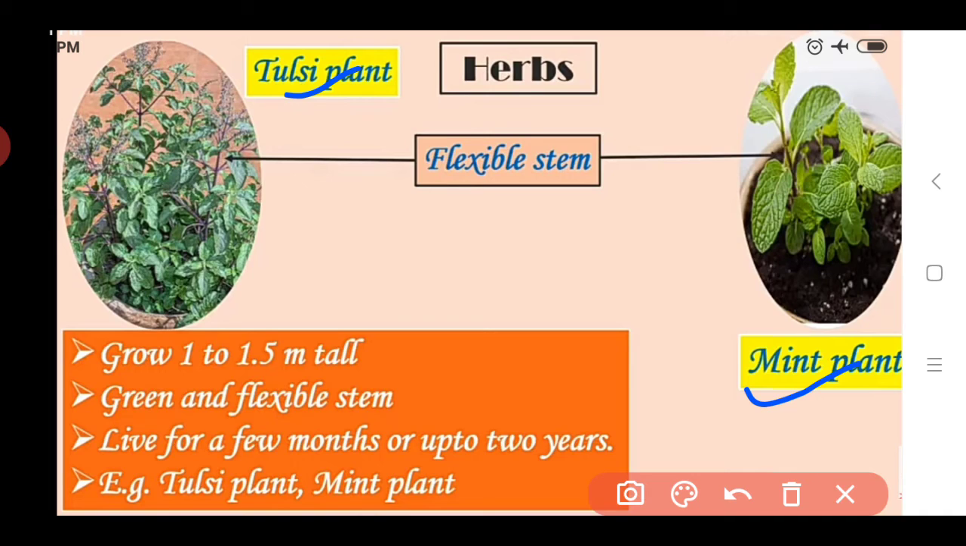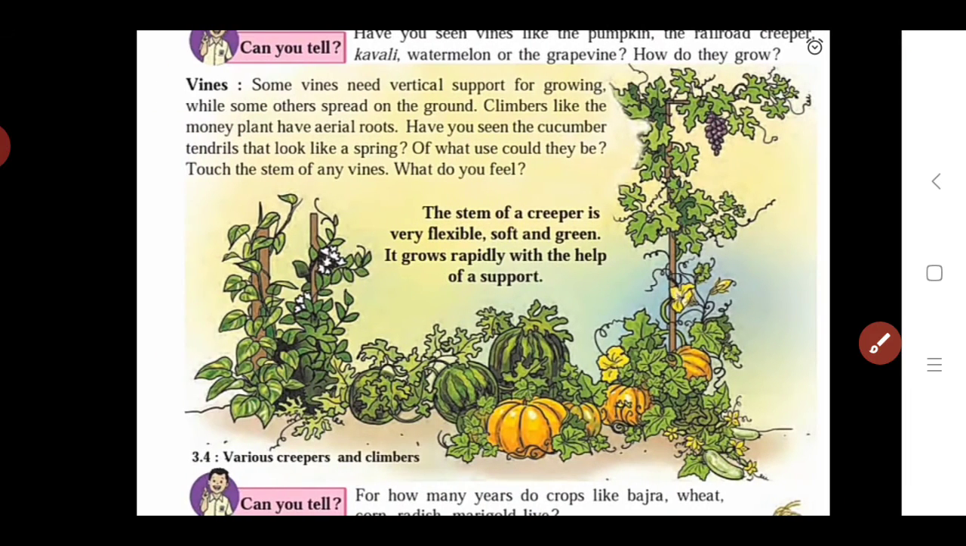They have a green and flexible stem. The stems of these plants are green and very flexible. They can move easily like this, here and there. They live for a few months up to 2 years, which means their lifespan is very short. Here we see the examples of the tulsi plant and mint plant. So here we see the classification of plants depending upon the height and size of the stem.